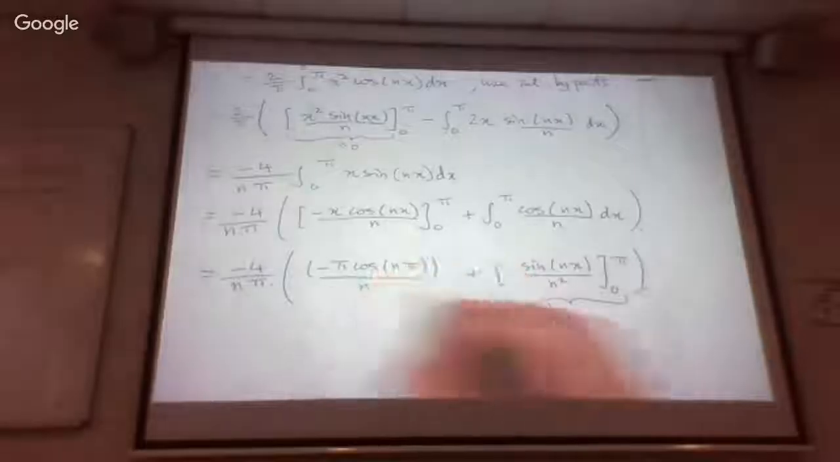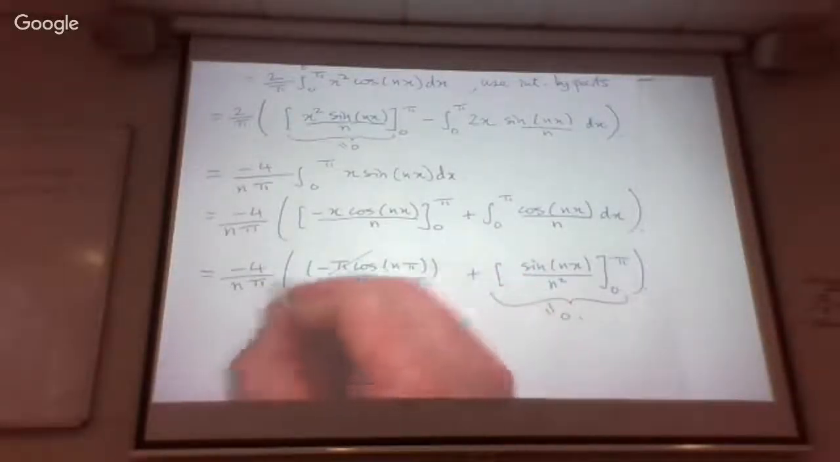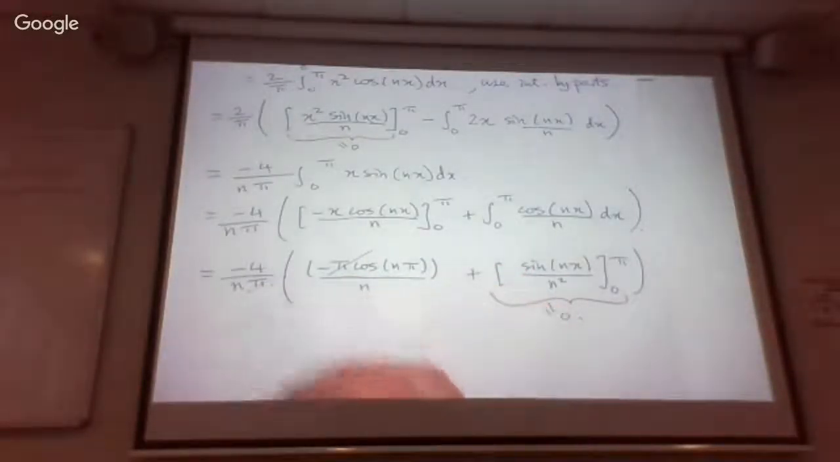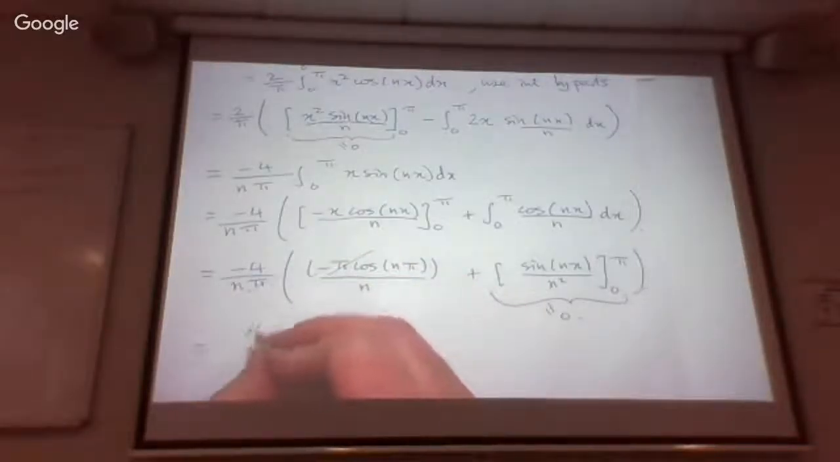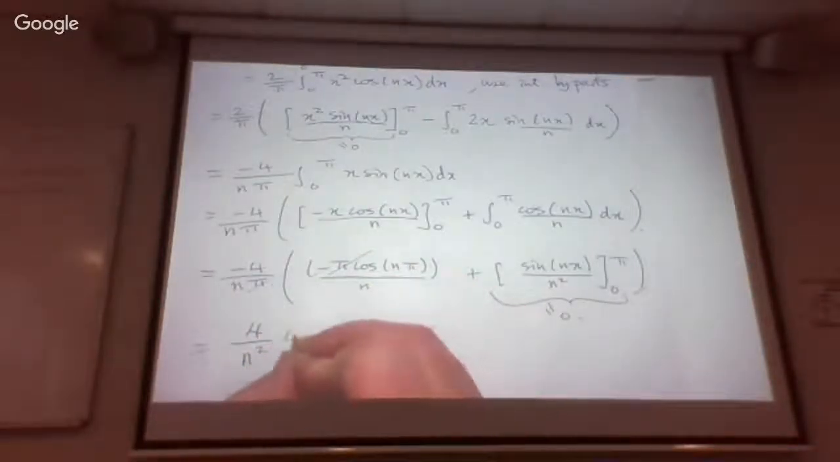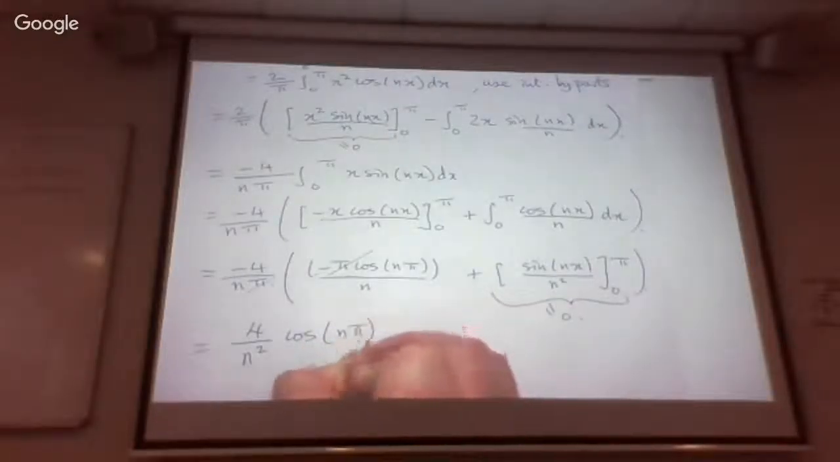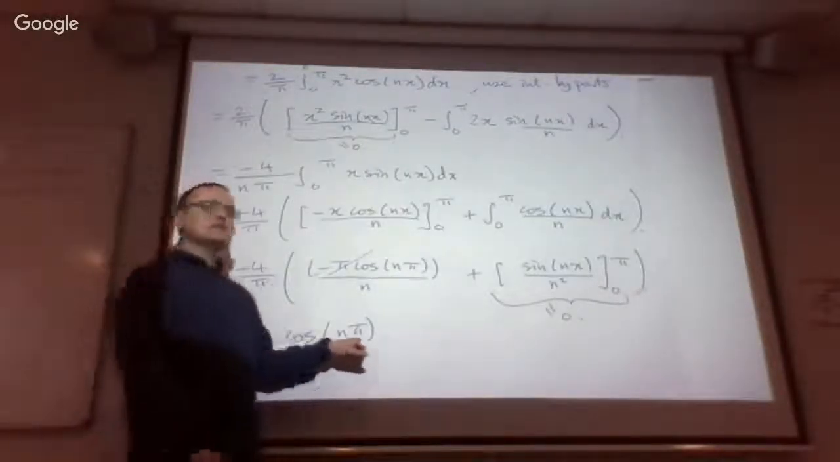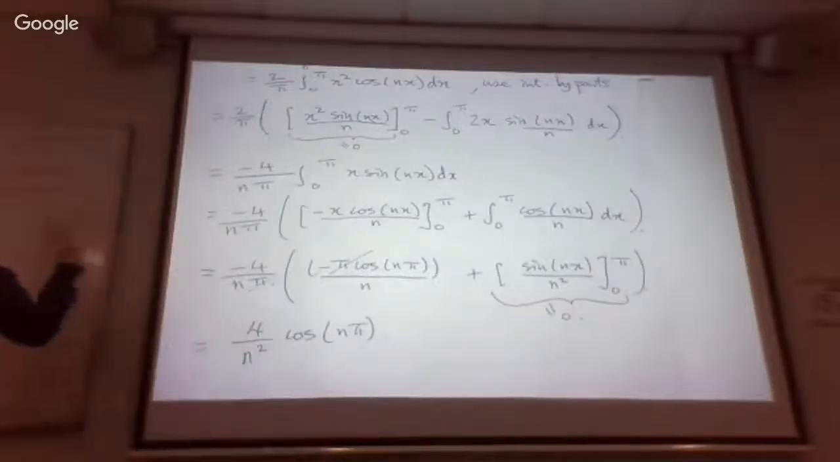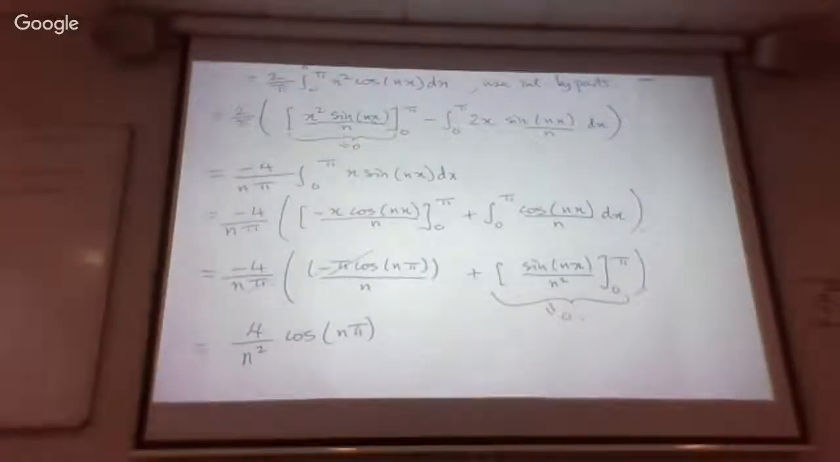So what have we got here? We got pi canceling pi. We got n squared. We got minus canceling minus. So you just seem to have 4 over n squared times the cosine of n pi. Cosine of n pi is well understood. Cosine of an integer multiple of pi is just odd or even, depending on whether you're looking at an odd multiple of pi or an even multiple.